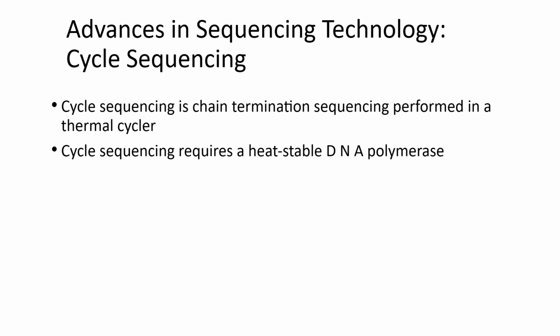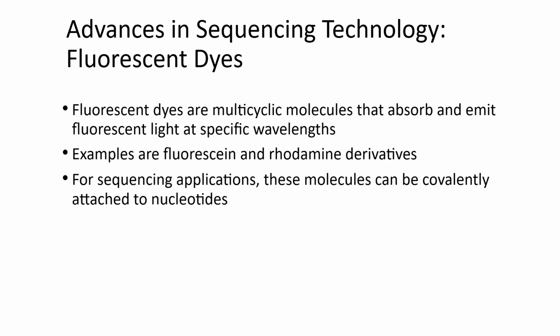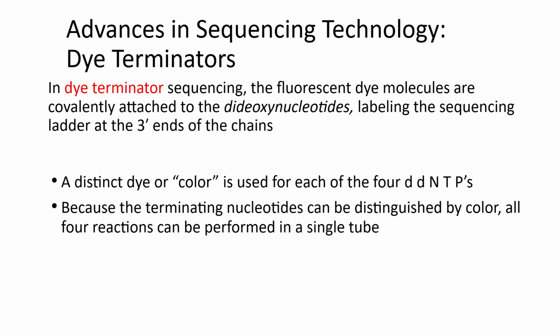Advances in sequencing technology gave us cycle sequencing. We used to do this all by hand, but cycle sequencing is performed in a thermal cycler, just like in PCR. It does require a heat-stable DNA polymerase. Then we advance to fluorescent dyes. Fluorescent dyes are multicyclic molecules that absorb and emit fluorescent light at specific wavelengths. Examples are fluorescent rhodamine derivatives. For sequencing applications, these molecules can be covalently attached to nucleotides.